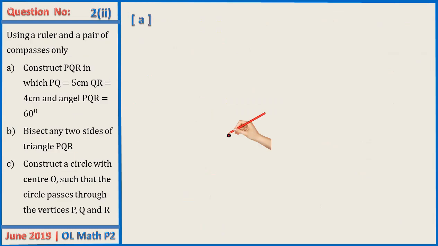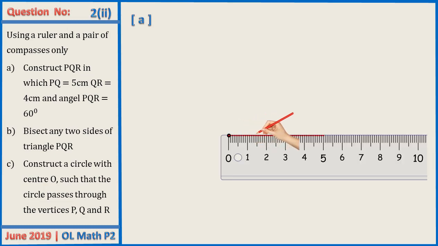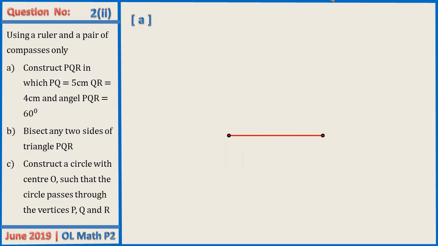Question 2b. Using a ruler and a pair of compasses only, construct triangle PQR in which PQ equals 5 centimeters, QR equals 4 centimeters, and angle PQR equals 60 degrees. The first thing is to draw the line PQ, 5 centimeters, using only a ruler and a pair of compasses. So I place my point where I have to begin, rule the line up to 5 using a ruler, and stop. I put another point there. So this line, I will label it PQ, 5 centimeters.